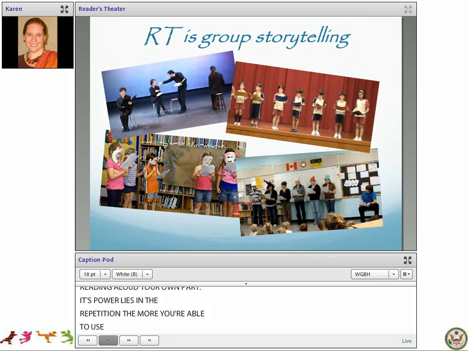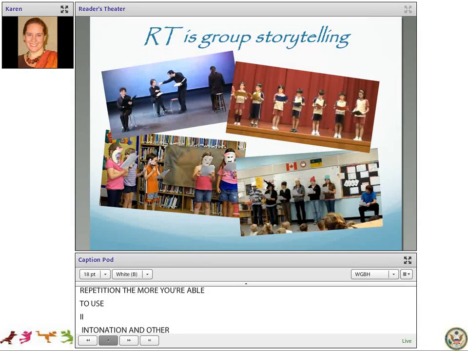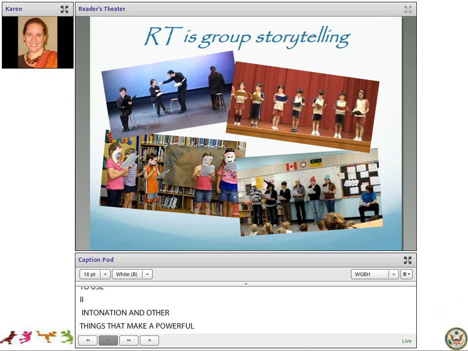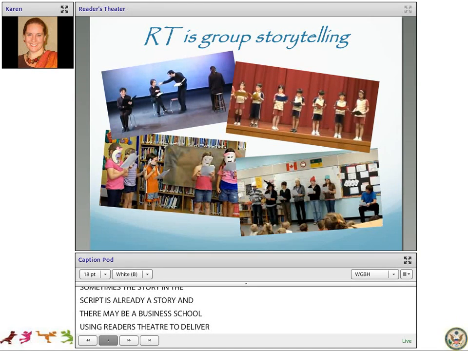Another way to portray Reader's Theater is to talk about it as group storytelling. Again, sometimes the story in the script is already an explicit story. Other times it might be content, might be prose. For example, business school might use Reader's Theater with its students to deliver a chapter or part of a chapter on marketing. We've seen that done. So it's not always an explicit story, but it can be delivered as a story through the dynamic interaction of voices that are working together.